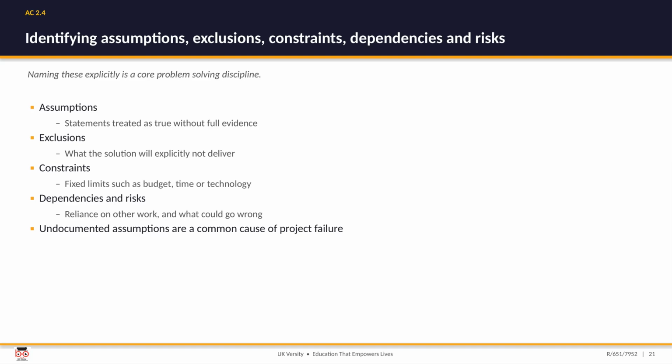Naming things explicitly is one of the core disciplines of good problem solving. Assumptions are the statements you are treating as true without full evidence. Exclusions are what the solution will deliberately not deliver, drawing a clear boundary. Constraints are the fixed limits you must work within, whether budget, time, or technology. And dependencies and risks cover what you are relying on from others and what might go wrong.